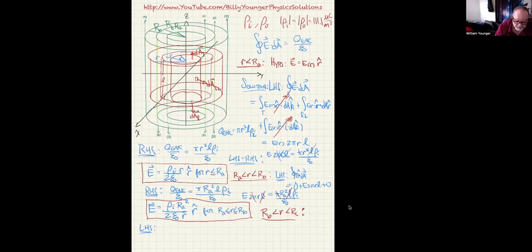So the left-hand side, which only depends on the flux through the surface, is going to be the closed integral of E dot dA, which again is just going to be 0 plus E times 2 pi r l plus 0 again. The right-hand side is going to be Q enclosed over epsilon naught, which for this case is going to be all the charge we had before, which was rho i times, remember when we finished with that, r a squared over, I'm going to have to write this on a different line. It's not going to fit otherwise. So let me kill this.